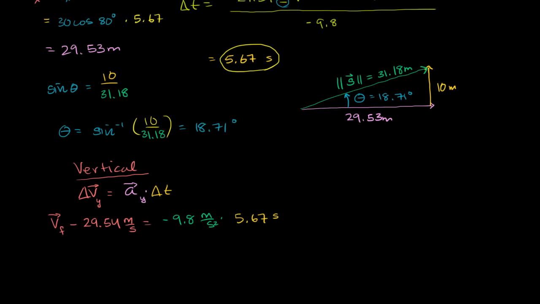So once again, this is the vertical component. This isn't the total one. I wrote vertical up here, so you know this is the vertical component. So let's solve for this. If you add 29.54 to both sides, you get the vertical component of your final velocity is equal to 29.54 meters per second minus 9.8 meters per second squared times 5.67 seconds. The seconds cancel out with one of these seconds. So everything is meters per second.